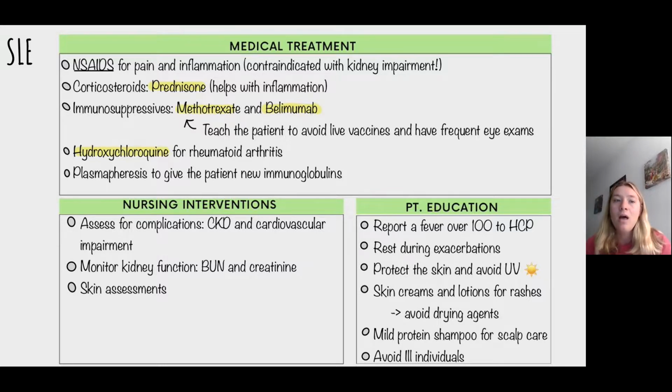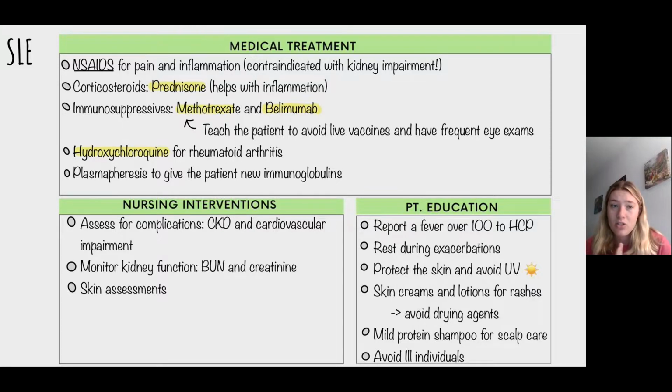We can also give them hydroxychloroquine for their rheumatoid arthritis. Plasmapheresis isn't used as commonly, but essentially it takes the patient's plasma and we give them new immunoglobulins, ones that might not cause that overactive immune response.